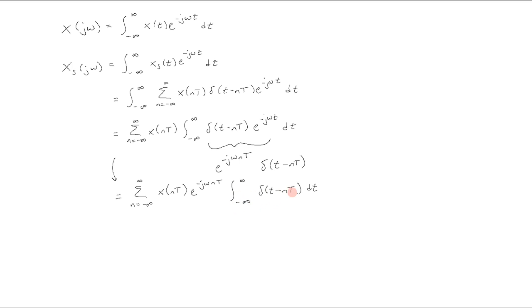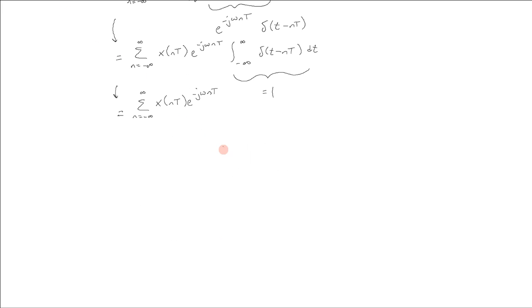Well, the integral of any delta is just going to be equal to 1. And therefore we can write this as the summation from negative infinity to infinity of x of nT e to the minus j omega n capital T. Without any loss of generality, we can let capital T equal 1. So we're just spacing things 1 apart, because we haven't really defined any time units, so we can just say that T is equal to 1.